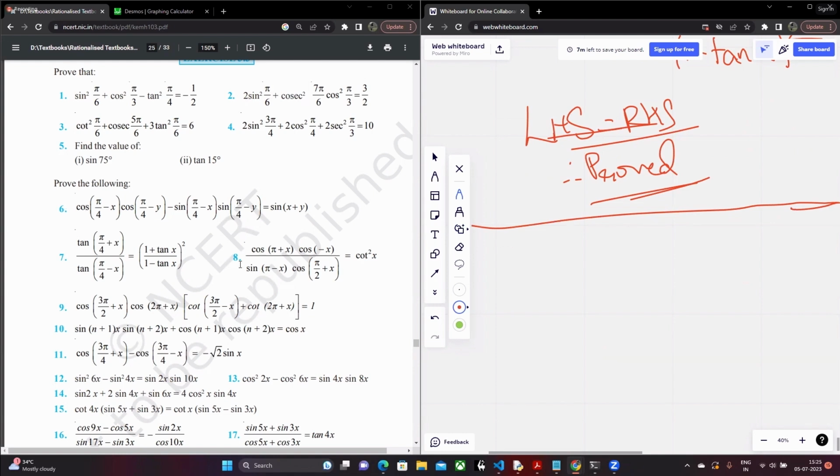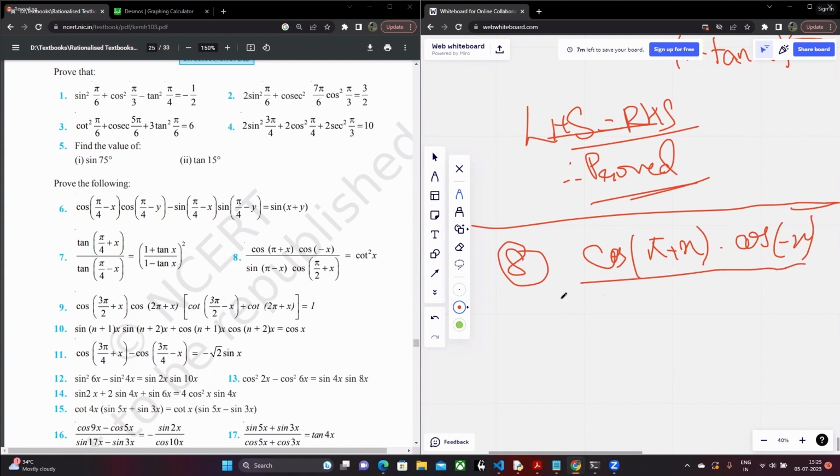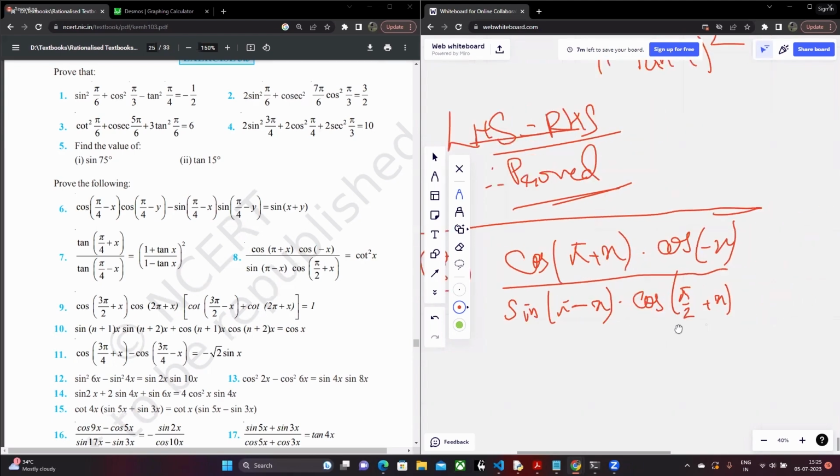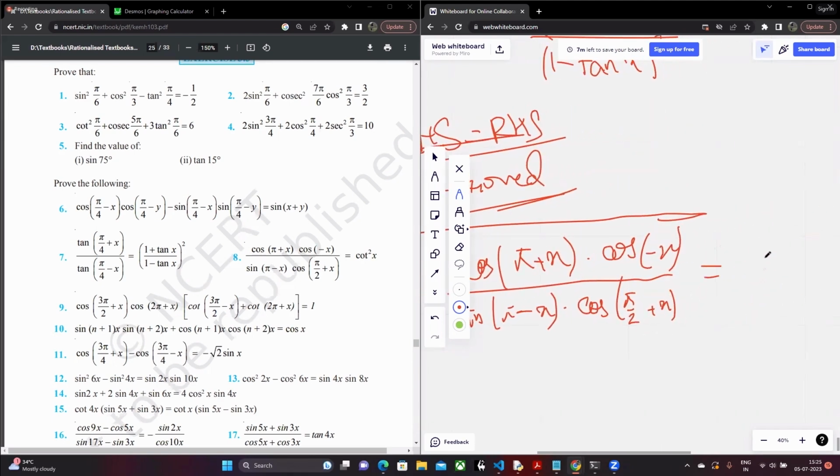This is question number 7. Question number 8. Cos of pi plus x times cos of minus x divided by sine of pi minus x into cos of pi by 2 plus x is going to be equal to cot squared x.